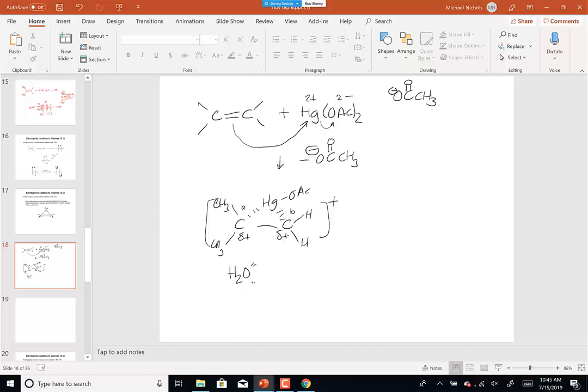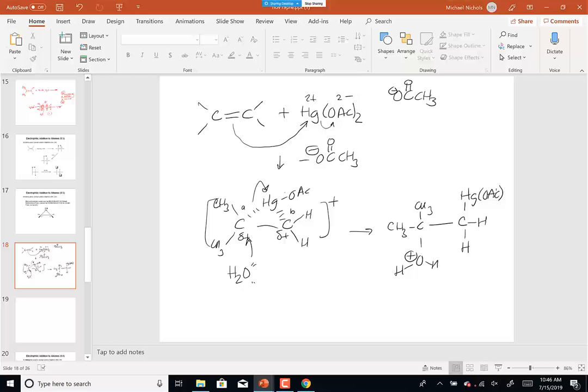So where's the water going to add? To carbon A. Because it's got the larger delta positive charge because it's more substituted. Right. Everybody should be shouting that at this point. So I'm going to bring my water in, and then my mercury is going to slide over so that I'm going to have my oxonium ion. And over here, I'm going to have the mercury attached to the acetate and then the two H's.